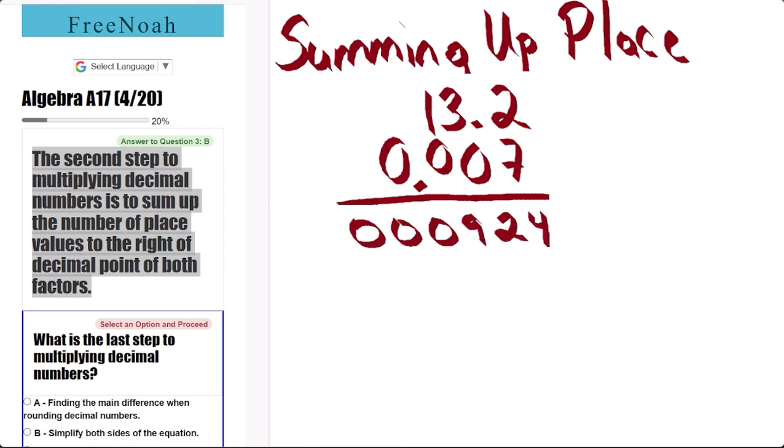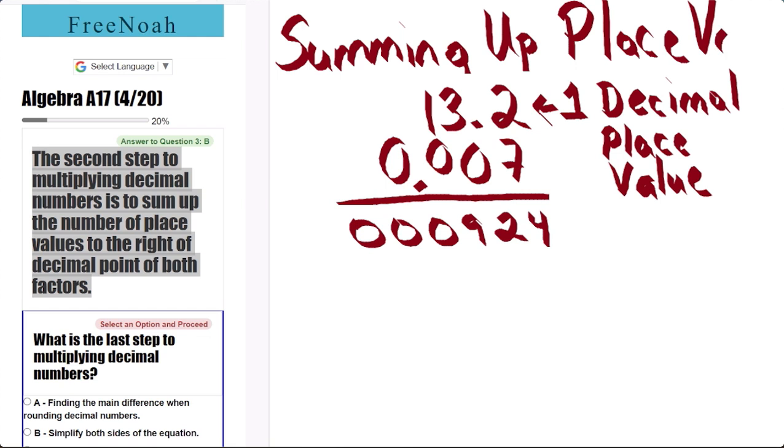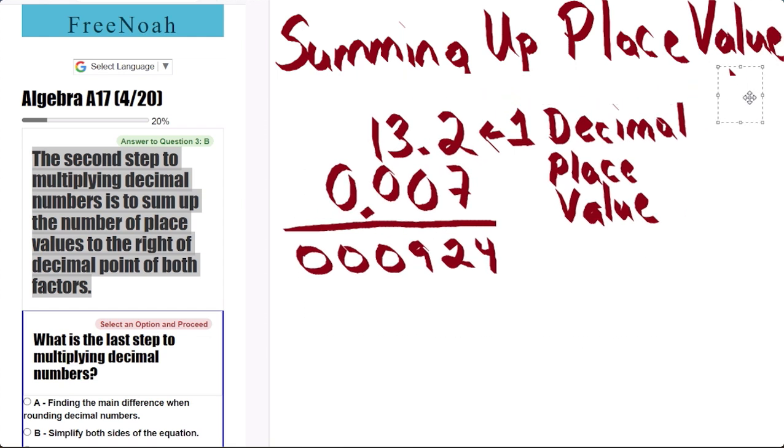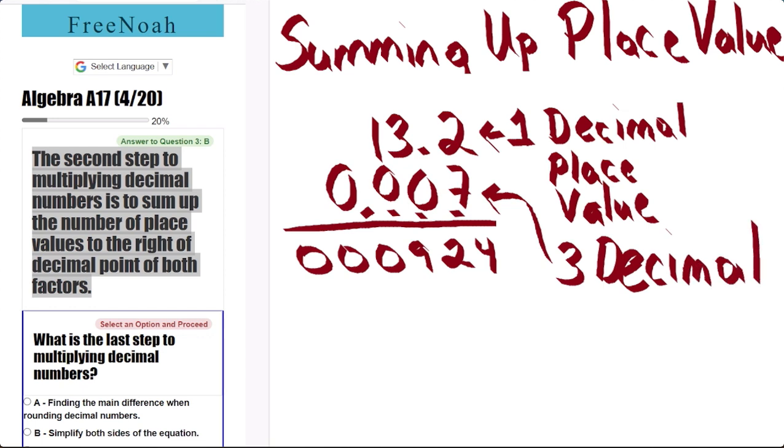So let's rewrite this here. All right. Now let's look at our first factor. We notice that there's 1 decimal place value. Understood? 1 decimal place value. And if we look at our second factor here, which is 7 thousandths, we have 3 decimal place values here. Simply add them up together. We have 1 plus 3, giving us 4 place values in total.